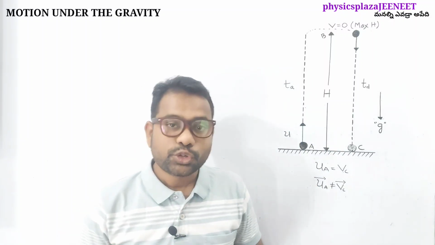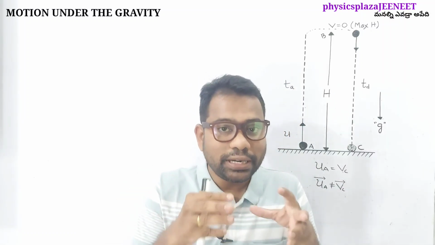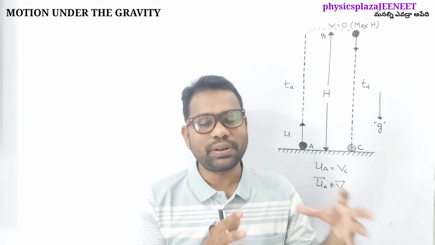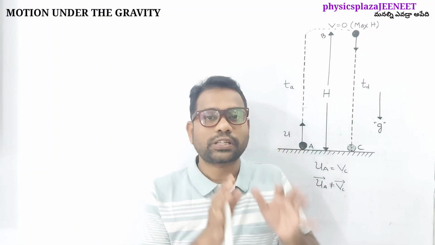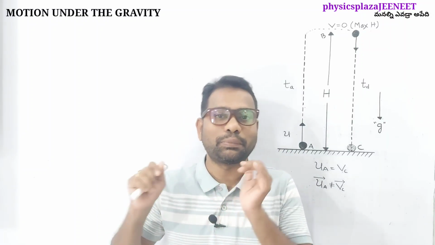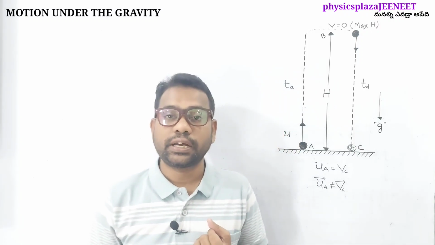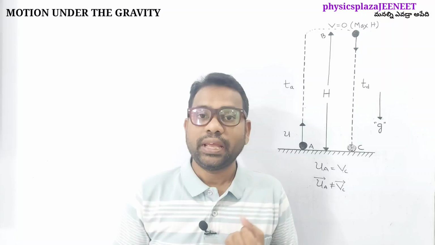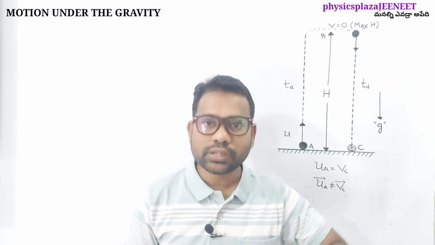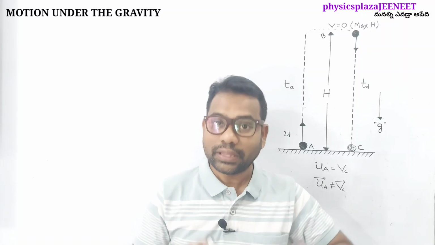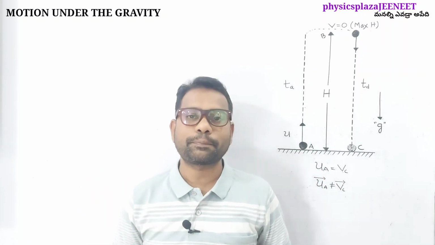Children, to study this motion under gravity, a few conditions are there which we discussed in the previous class. Let us recall those conditions, then only these concepts we are studying are applicable. What is the first condition, children? Throughout our discussion, air resistance is neglected. Of course, practically it is not possible, but theoretically it is possible. So, air resistance is neglected completely.